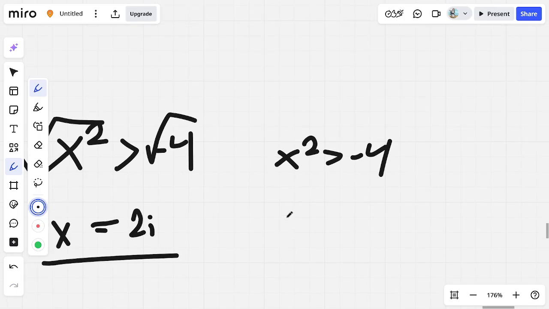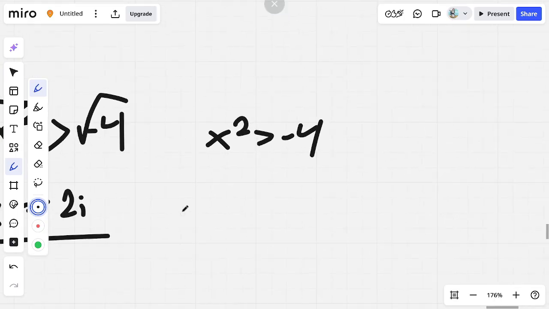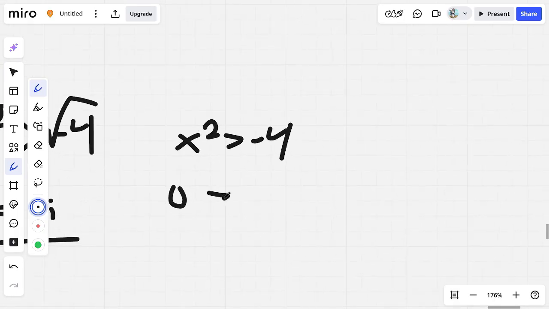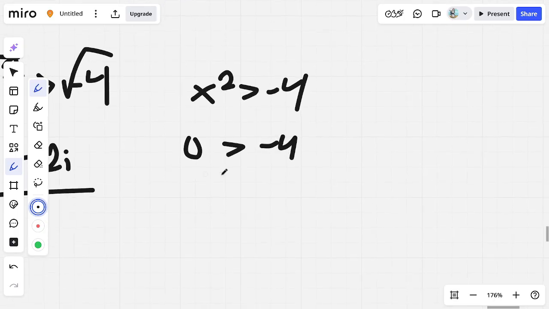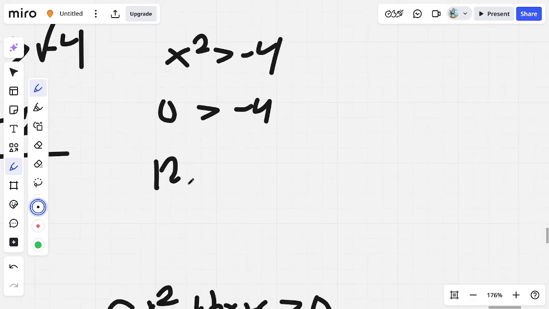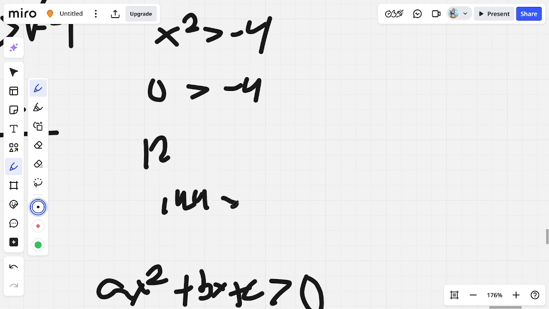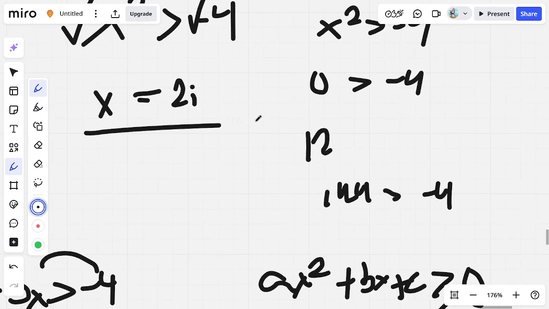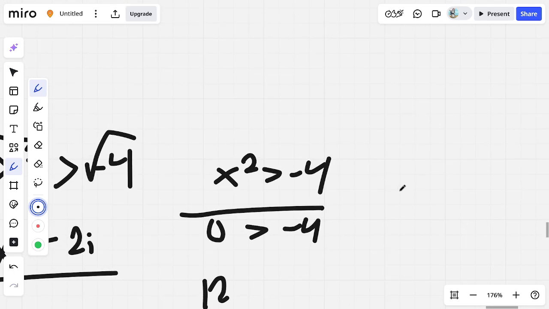So if you put, let's say, 0, it is greater than -4. Let's say you put 12, that's 144, greater than -4. Yep. This is an imaginary number.